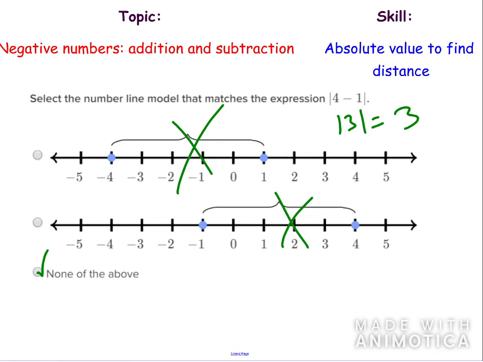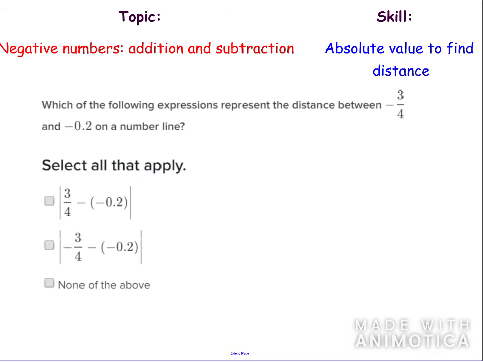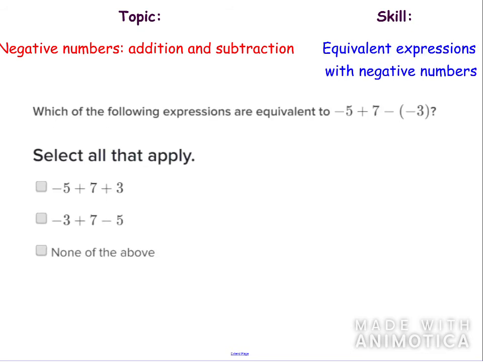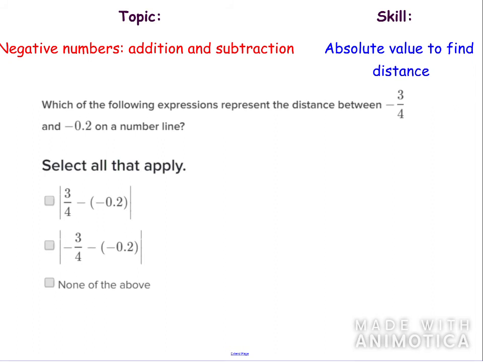Now let's try, I believe this is the last one, and yeah, it is. So the last one in this particular skill, the absolute value to find distance. I'm actually going to use decimals because I think it's going to make this problem a little easier for you. Which of the following expressions represents the distance between -3/4, which is -0.75, and -0.2, which is equal to -0.20 on a number line?